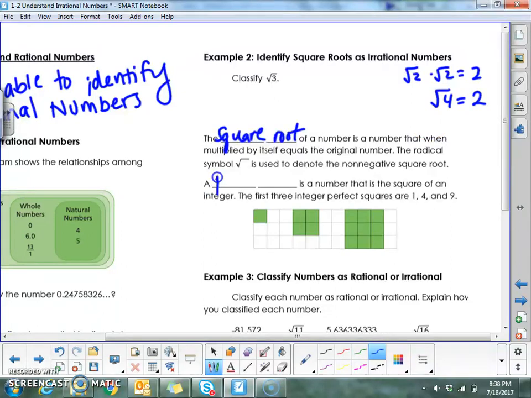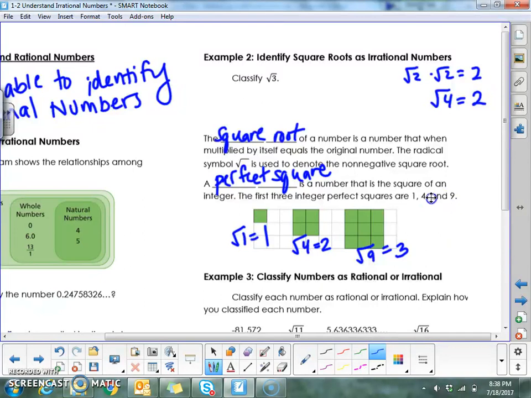Then you have something that's called a perfect square. Those are numbers that are the square of an integer. So the first 3 integer perfect squares are 1, 4, and 9. So when I take the square root of 1, I get 1, because 1 times itself equals 1. When I take the square root of 4, I get 2, because 2 times 2 is 4. And then the third perfect square is 9. When I take the square root of 9, I get 3. So 1, 4, and 9 are your perfect squares.